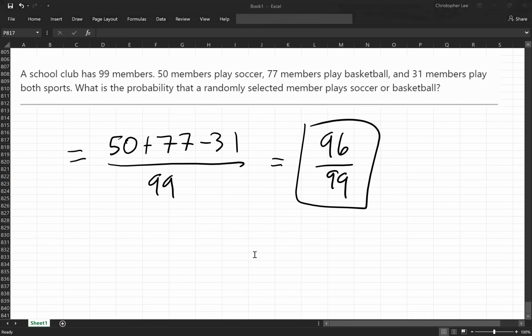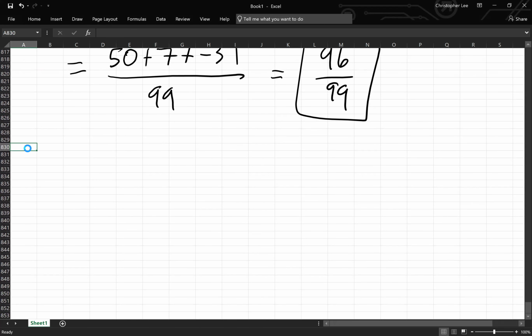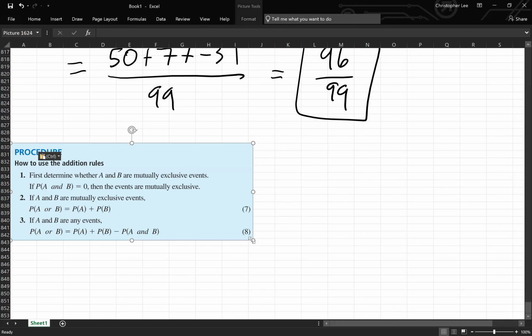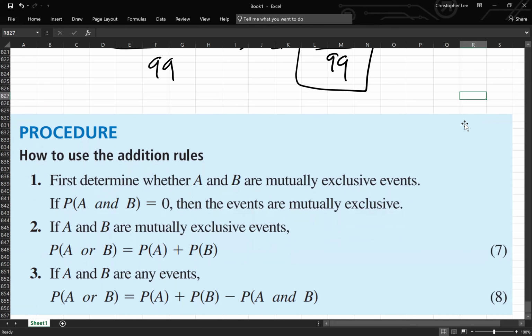All right, real quick, let me give y'all some procedure. This is how to use addition rules. First, determine whether A and B are mutually exclusive events. If the probability of A and B is equal to 0, then the events are mutually exclusive. On your test, they will not be mutually exclusive. If A and B are mutually exclusive events, then the probability of A or B is equal to the probability of A plus the probability of B.